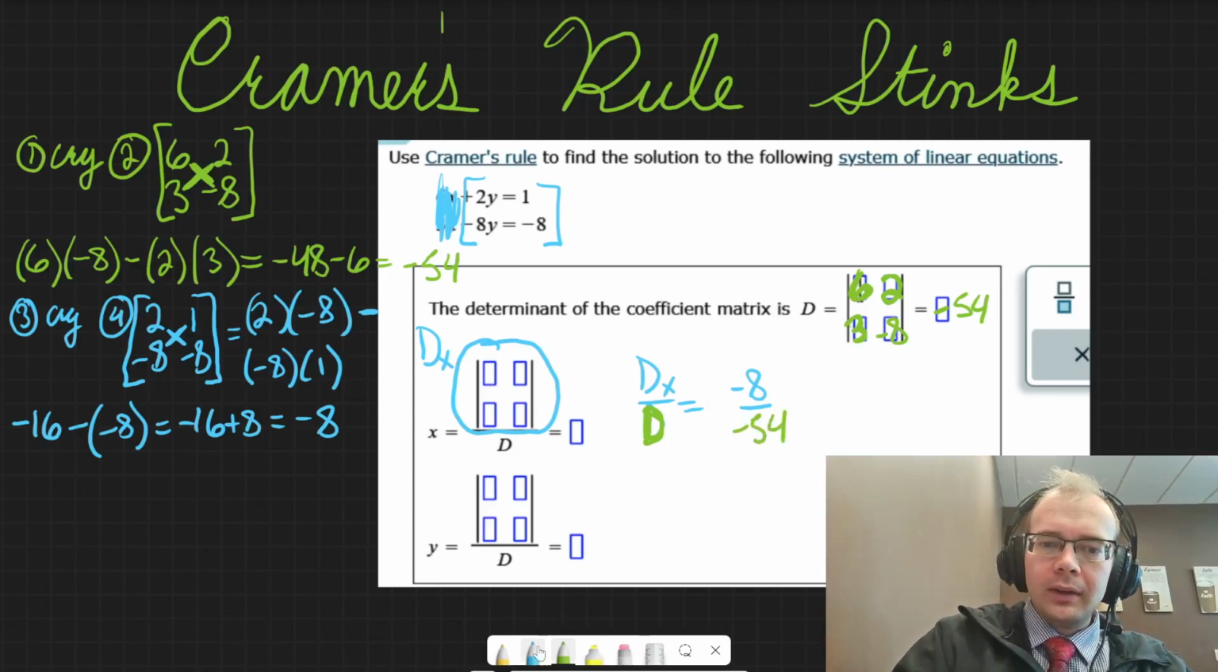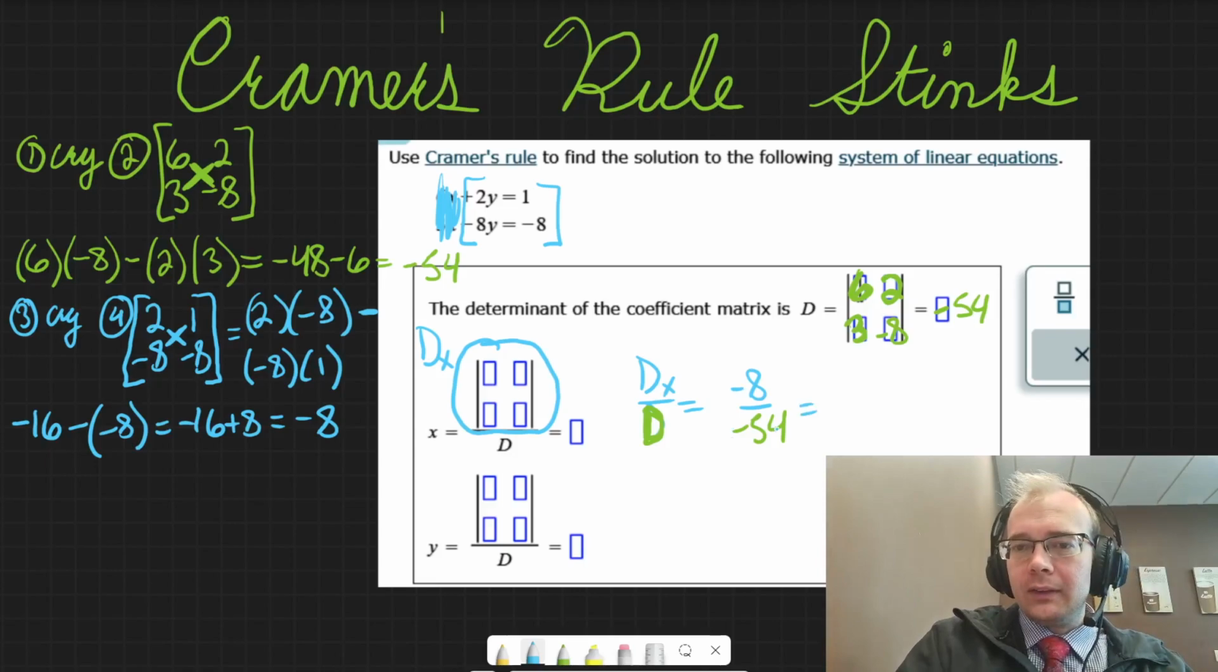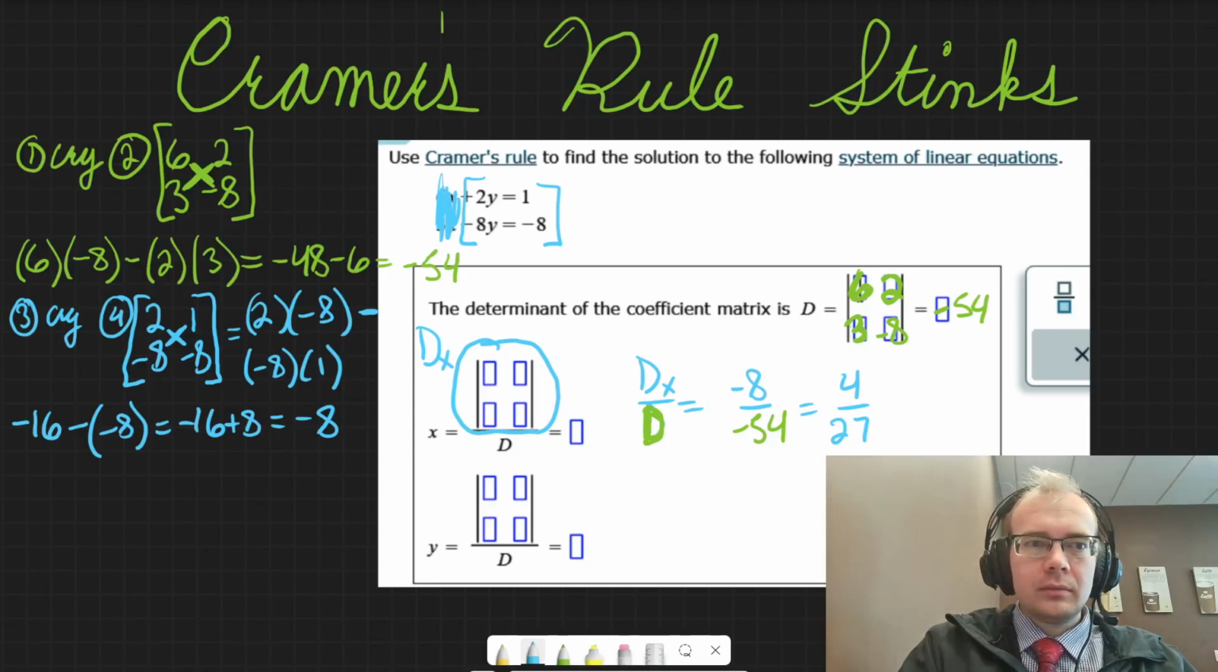Okay, so then what is x? Well, it would be this simplified, right? Well, they're both negative, so there's that. We can make them positive. We can also divide them both at least by 2 because they're both even. Half of 8 is 4. Half of 54 is 27. And I believe that's as far as we can go, which is interesting. Yeah, because what else would you do, right?